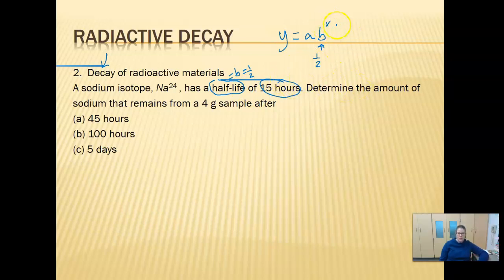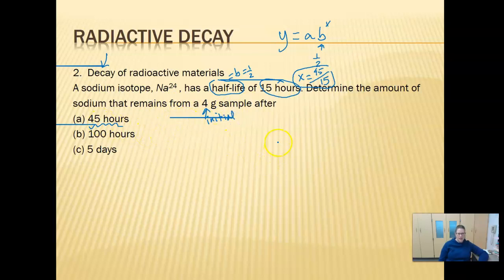So that's going to be part of our x, right? So remember, x is the time that passes, which it looks like is going to be in part A, 45 hours, divided by the time it takes to decay or grow. So x is going to be 45 over 15 here. Determine the amount of sodium that remains from a 4-gram sample. So this would be our initial amount.